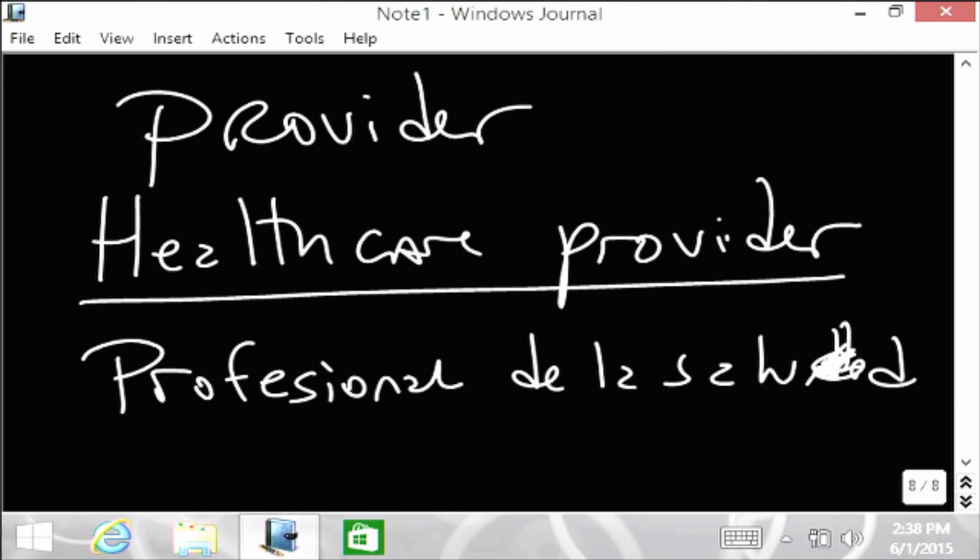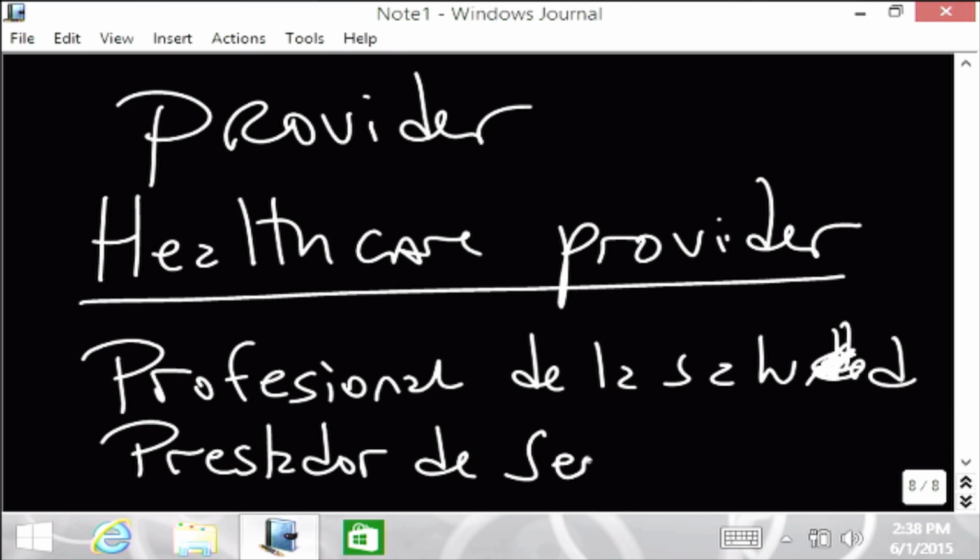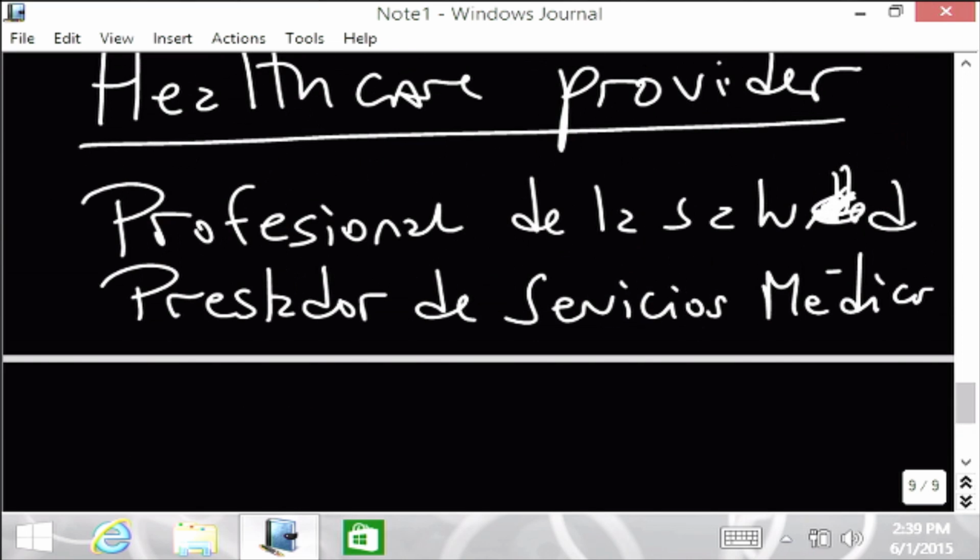Now, sometimes you might have seen prestador de servicios médicos. You may ask, why prestador? Well, in Spanish, when you provide a service, es prestar un servicio. And a healthcare provider will provide a service. It doesn't provide anything else. I mean, it's just a service. So yes, if we're talking about the provider himself or herself, you can say un profesional de la salud, or you can say un prestador de servicios médicos. But generally, this prestador de servicios médicos refers maybe to the hospital where the healthcare provider works.